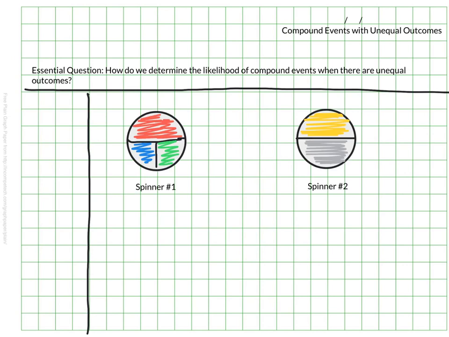Let's take a look at spinner 1. You can see from the spinner that one section is much more likely than the other, and I'm going to record this in my probability model. So the chance of landing in red is 1/2, the chance of blue and green are both 1/4, and I know if I add that up, it equals 1 whole, which means it is a valid model.